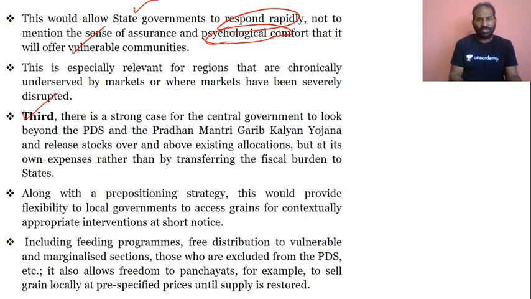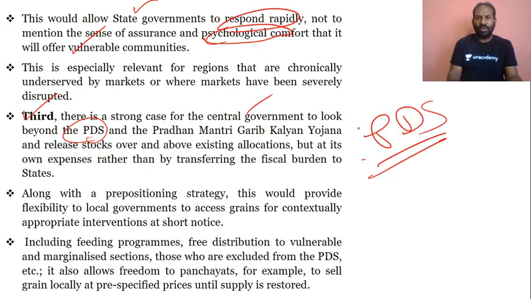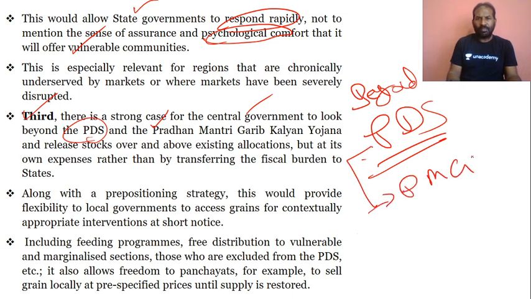And the third one is a strong case for the central government to look beyond PDS. We were just talking about PDS, now we will look beyond PDS, which is the strong case for the central government. So what is that? That is the scheme the central government has come up with, the Pradhan Mantri Garib Kalyan Yojana. So apart from PDS, we will look at Pradhan Mantri Garib Kalyan Yojana.